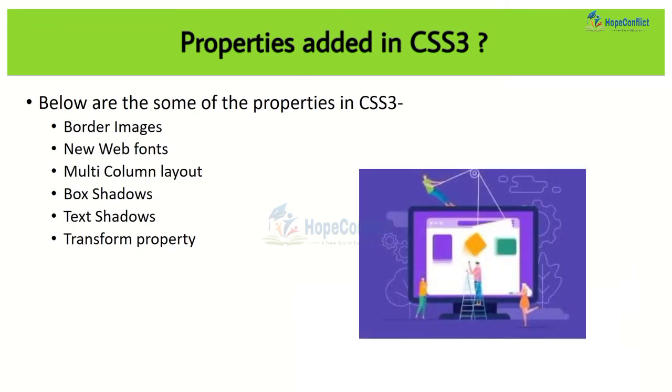List some of the properties that are added in CSS3. So some of the new properties that were added in CSS3 are border images, new web fonts, multi-column layout, box shadows, text shadows, and the transform property. So these are some of the new properties that got added in CSS3. So make sure you know this list very well. This is definitely going to be one of the questions they will ask you in your interview.